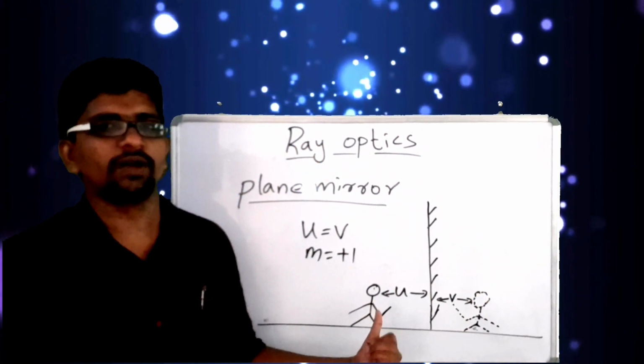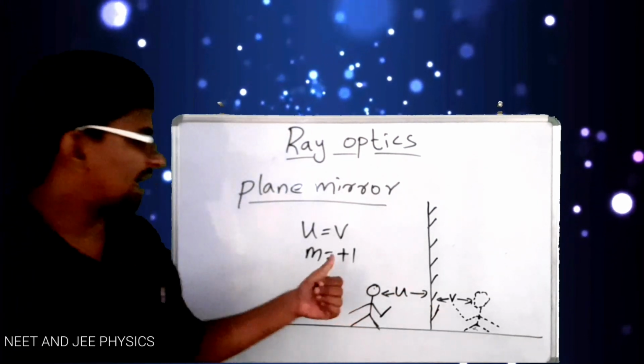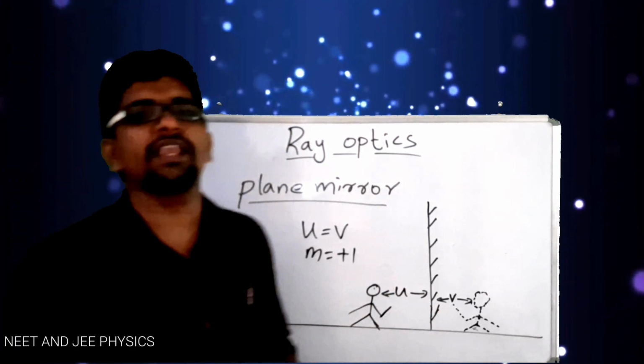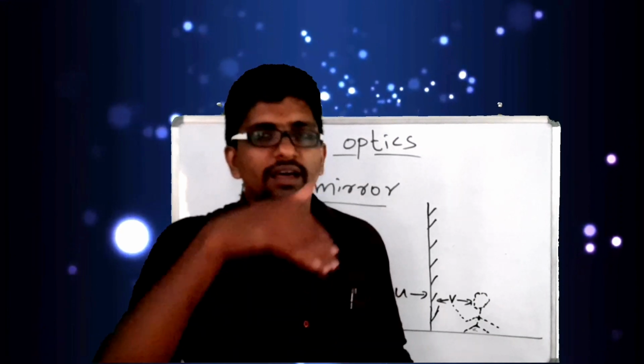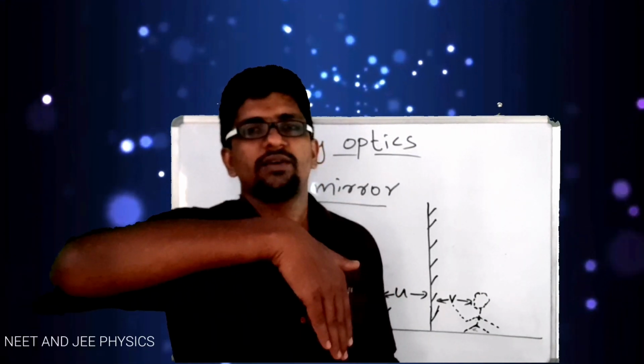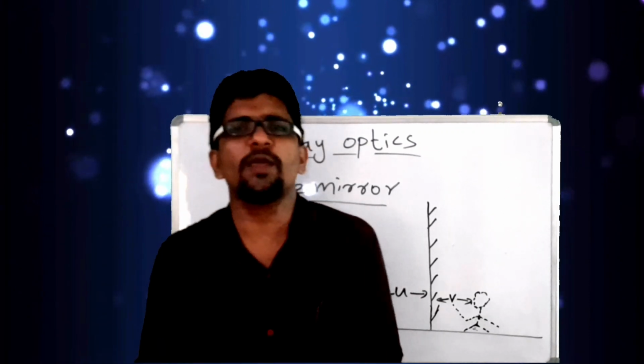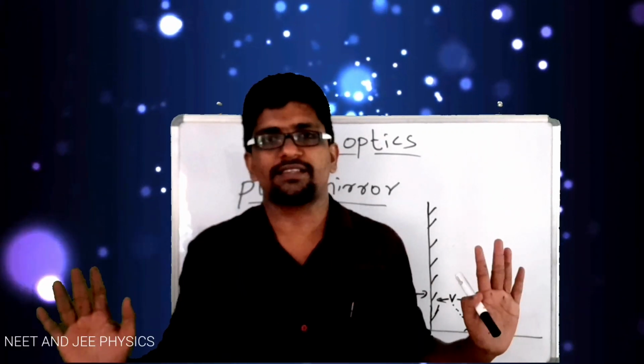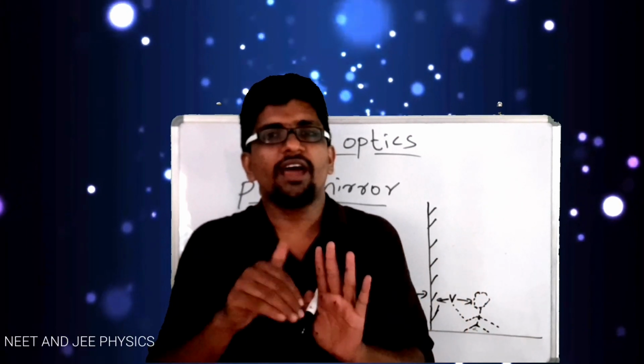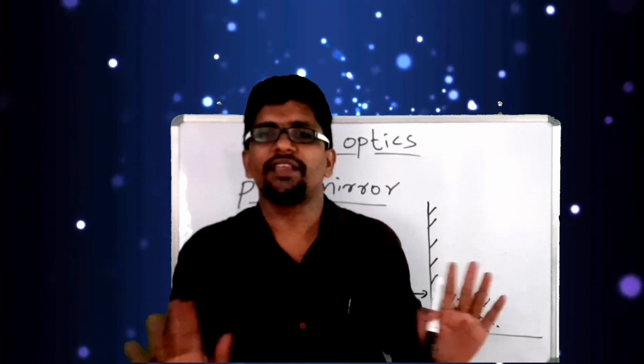If it is a real image, it will be an inverted image, but a virtual image is always erect. In the case of magnification, the negative sign indicates an inverted image. So just note this point: all virtual images are erect, and all inverted images are real.